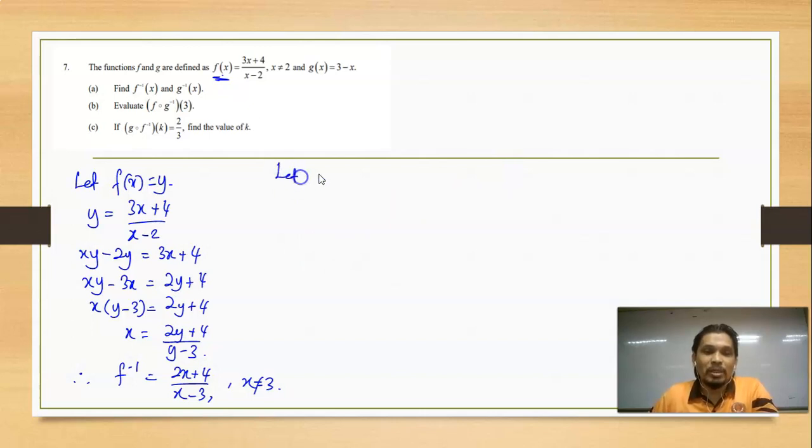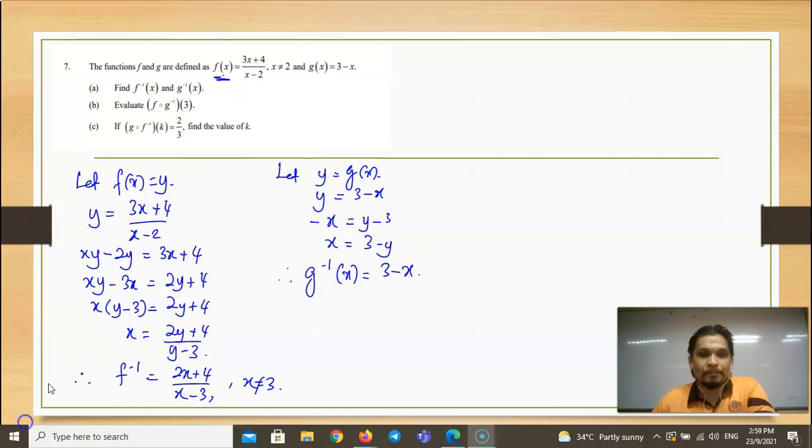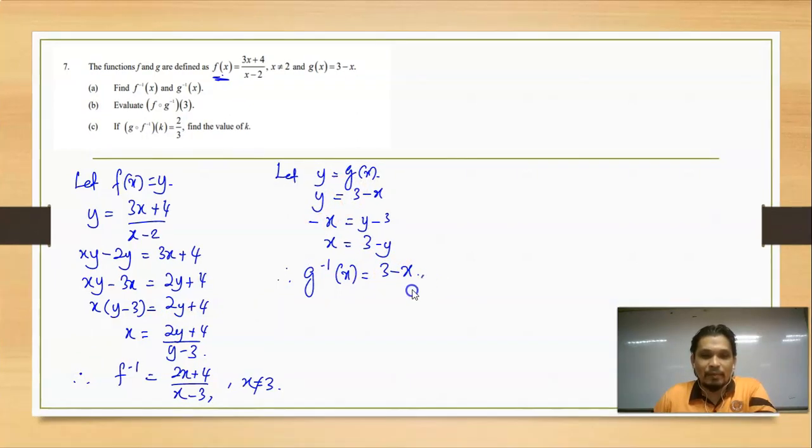And then also let y equal to g(x) for the function g. So y equal to 3 minus x. Then bring this 3 to the side, it becomes negative. So y minus 3 equals negative x, so x equal to 3 minus y. So g inverse of x equal to 3 minus x. So this is the inverse of the function g.